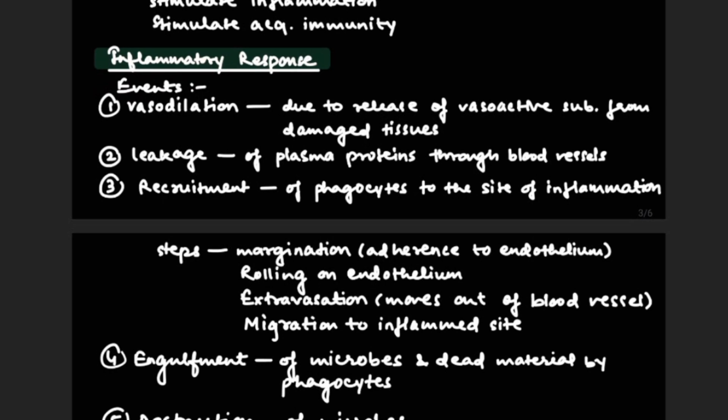So there are some events which occur in this. First is vasodilation. It occurs due to the release of vasoactive substance from the damaged tissue. The next is leakage. There is a leakage of plasma proteins. Then third is recruitment of the phagocytes to the site of inflammation.